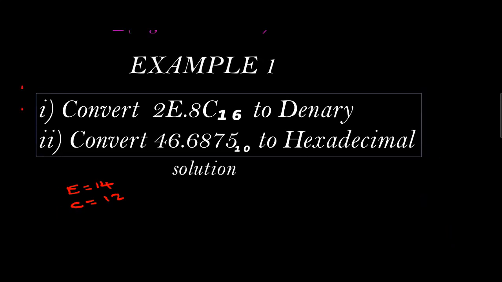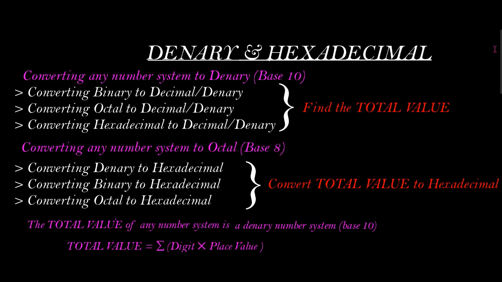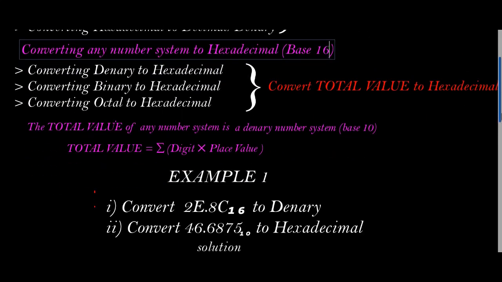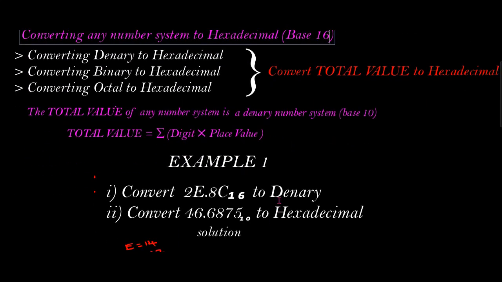2E.8C to base 16. Remember, E was denoting 14 and C was denoting 12. So if you want to convert any number system to binary, you simply look for the total value. Now we want to convert hexadecimal number system to binary number system. If you want to convert a hexadecimal number system to binary number system, you simply look for the total value of that number. The total value of any number is always to base 10. So remember, the total value of a number is summing up all the digits times their respective place values.